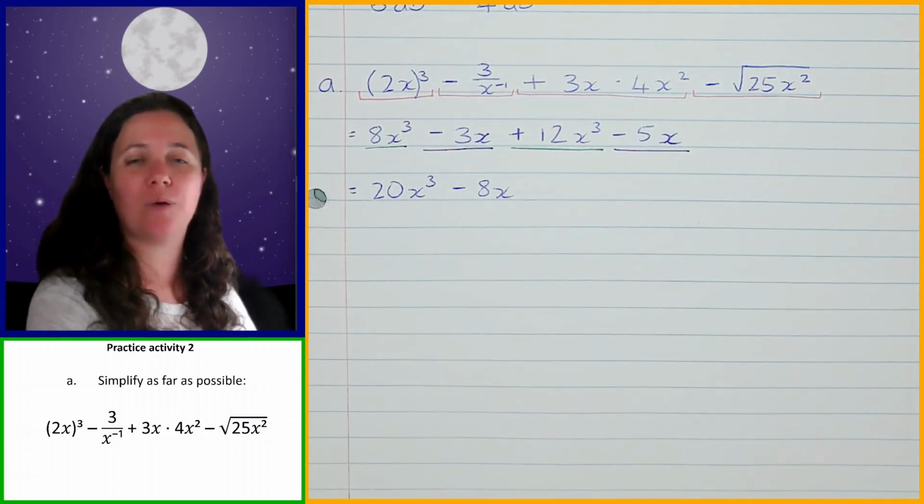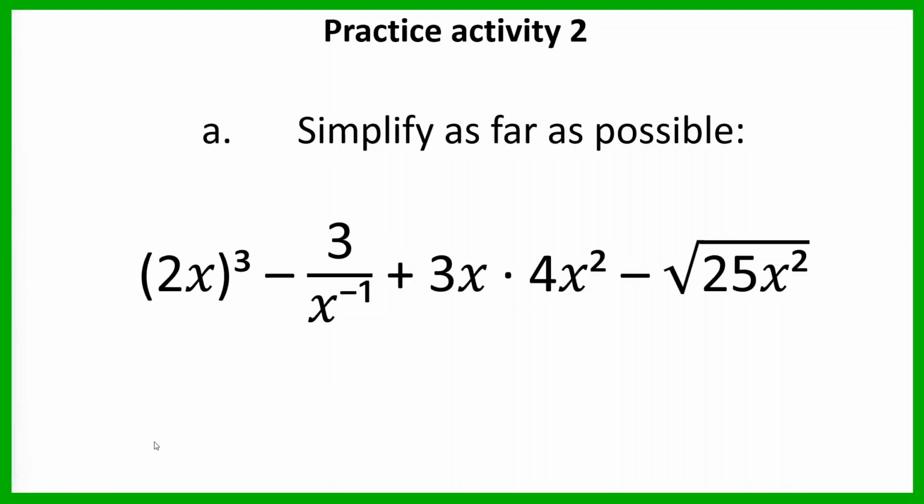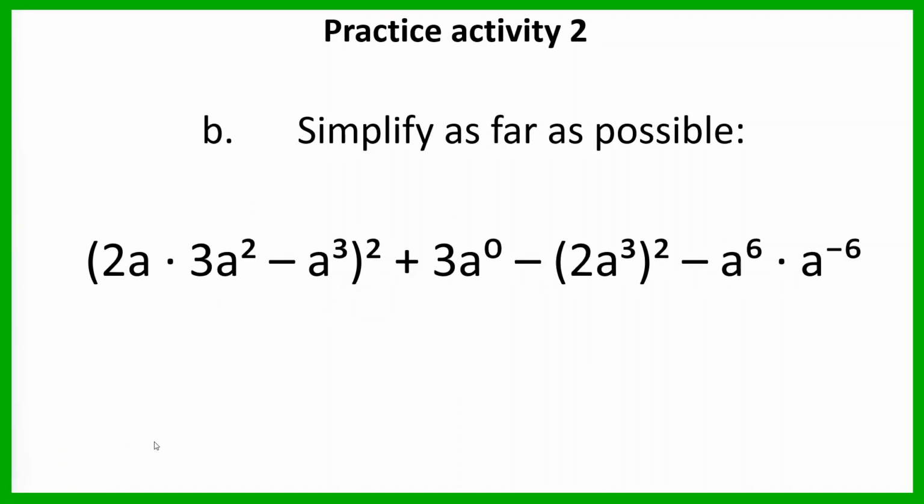Okay, let's go on to the next one. Question B, you've got in brackets 2a times 3a squared minus a cubed, and that's all squared. Then it's plus 3a to the power of 0 minus, in brackets, 2a cubed, all squared, and then minus a to the power of 6 times a to the power of -6. I'm going to give you 2 minutes to do this question.